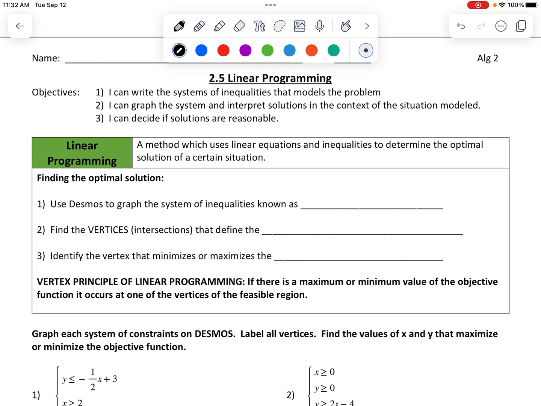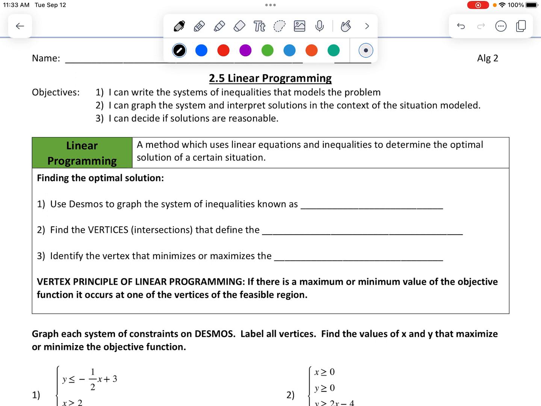All right, we are going to go ahead and cover section 2.5 today over linear programming. So linear programming is a method that uses our linear equations and our linear inequalities to determine the optimal solution of a certain situation. So we're going to talk about a few examples here, but then we're going to put it in the context of some real world applications and some different problems here so that you can see how that connects to the real world.